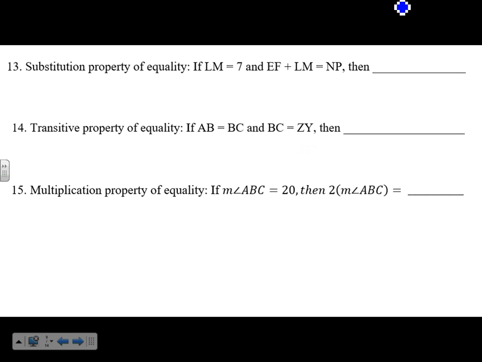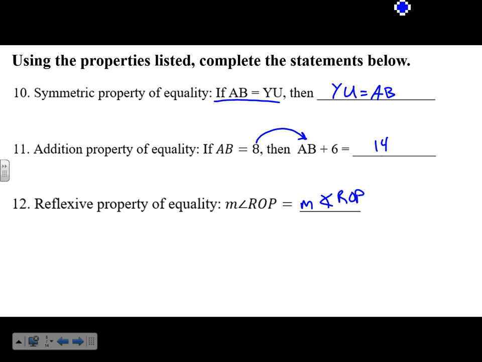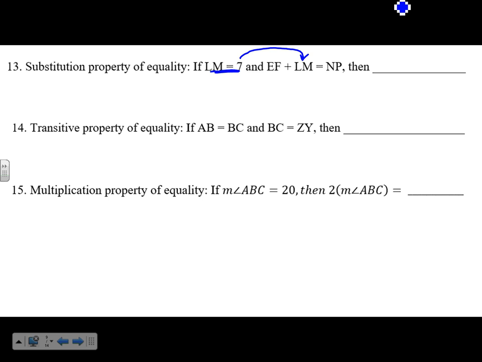Substitution property of equality. So we have LM is equal to 7, and then we have EF plus LM is equal to MP. So substitution, that's where we're subbing in that LM. And again, you might say, well, I did that with number 11. The good news is you still get the same answer. You still get the right answer if you do it that way. So this is EF plus LM, which is 7, equal to MP.